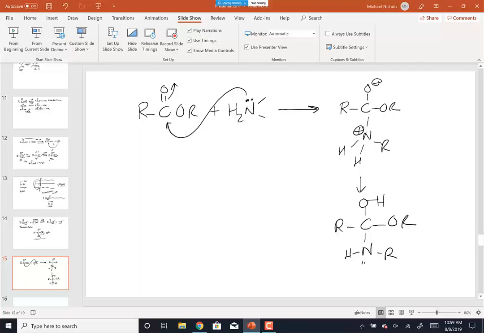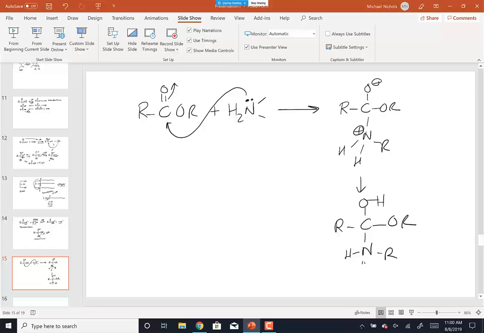So what would I like to do to make it leave? Make it a weak base by... How do we make OH leave? Protonating it. I have no extra H plus. Because if I had extra H plus, it would have reacted with the nitrogen and killed it.